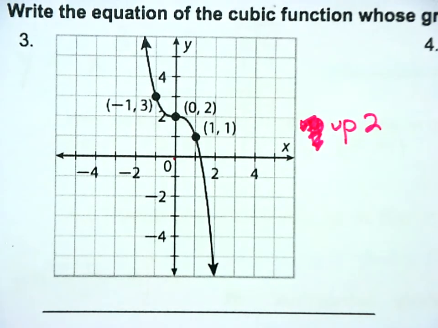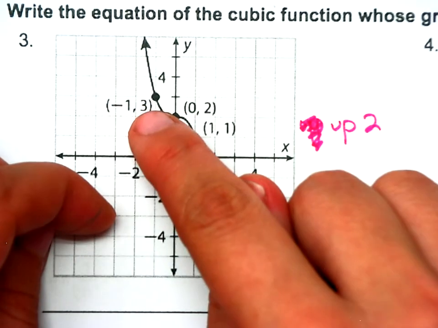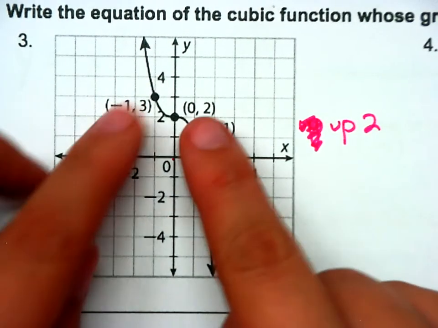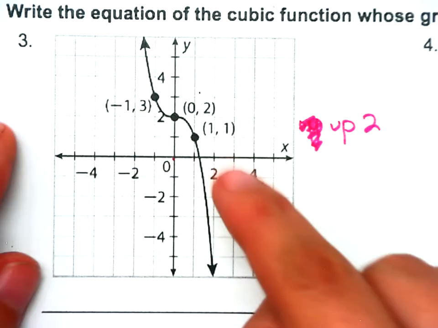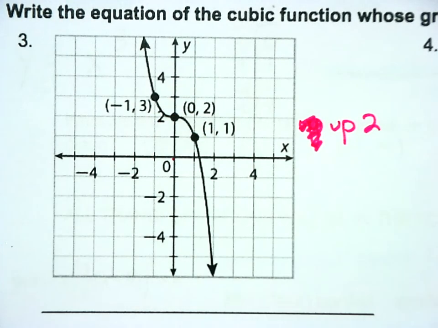The next one is a stretch. So I go over 1, down 1, over 1, up 1. I didn't stretch this by any factor, but I do notice it's flipped. So normally I'd go over 1, up 1. I went the opposite direction. So I know I'm going to make this negative.